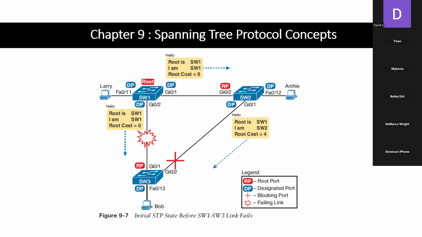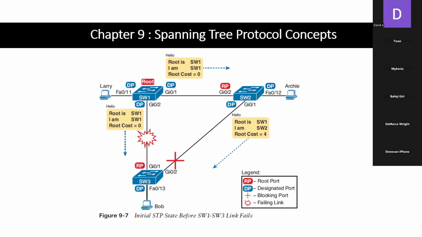Okay. One thing I need you guys to remember for your exam is there is a difference between spanning tree interface states and spanning tree interface roles. Let me give you an example. Roles: root port, that is a role. Designated port, that is a role. States: forwarding, blocking, listening, learning, that is a state.